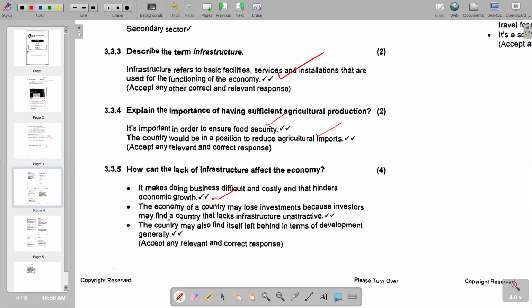Then next, we've got the economy of the country may lose investment because investors may find a country that lacks infrastructure unattractive. This is the point that we are trying to explain. Then lastly, the country may also find itself left behind in terms of development generally. So overall, development is also going to be negatively affected. So basically, that's what we have on 3.3.5.